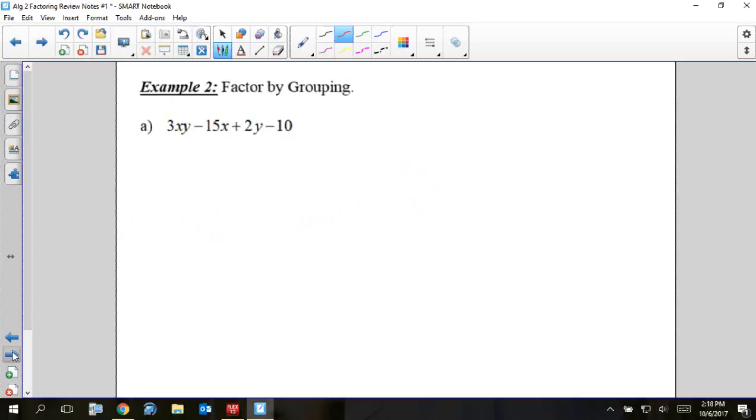The next is called factor by grouping. And how many terms are we factoring here? It says on the side of your paper.